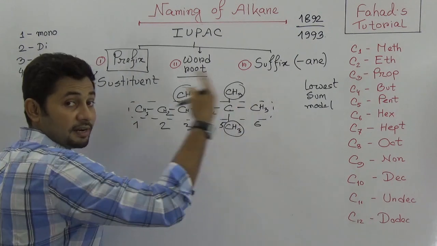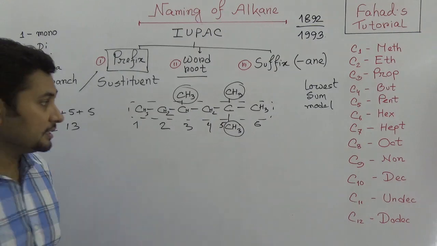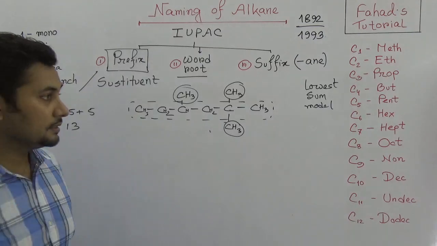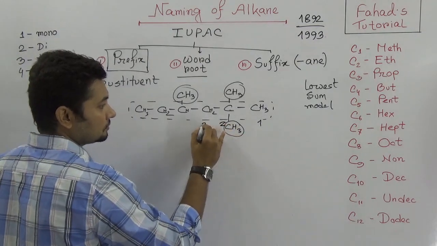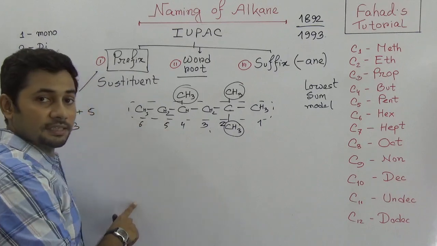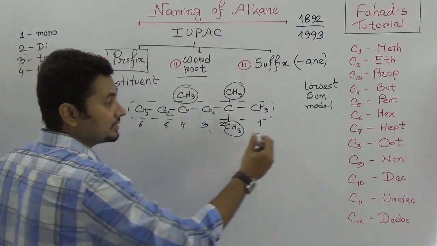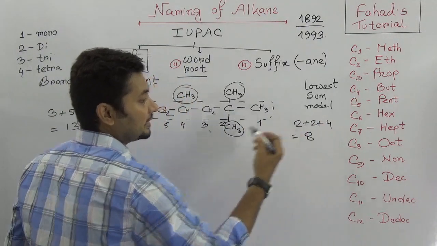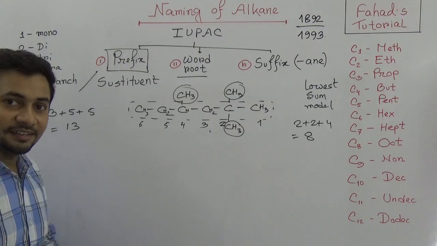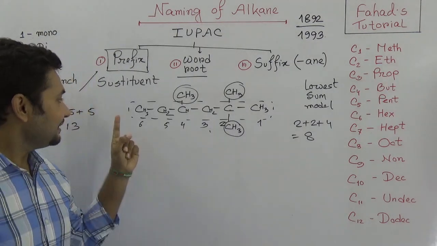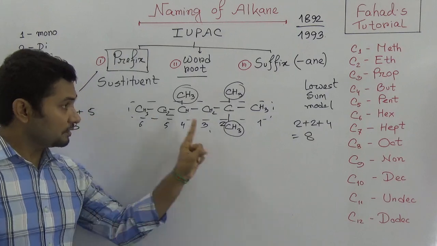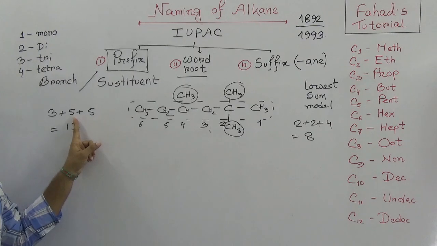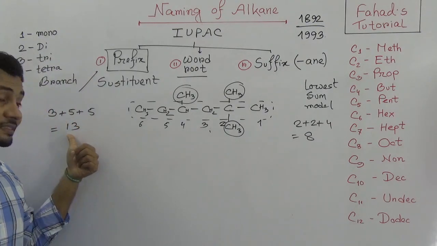But if we start from the right side, reversibly, like this, 1, 2, 3, 4, 5 and 6. So the branches would be in 2 plus 2 plus 4. Now you see this is 8. Concentrate. If we start from here, 1, 2, 3, 4, 5, 6, the branches would be in 3, 5 and 5 position, and the sum is 13.